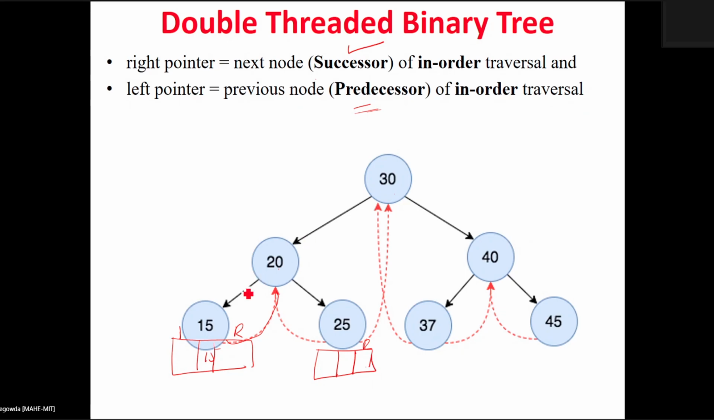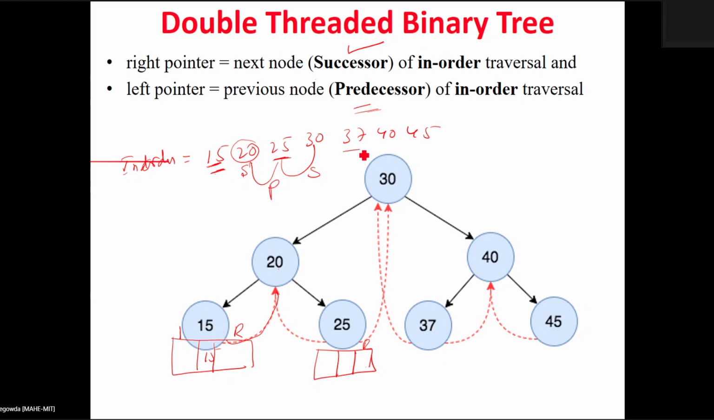In order to differentiate the in-order successor and predecessor, if you write the in-order sequence, it is easy to find who is the in-order successor and who is the predecessor of a given node. So 15, 20, 25, 30, 37, 40 and 45. This is the output. If you look at 15 here, the successor is nothing but 20. There is no predecessor for the 15. Similarly, if you look at 25 here, the in-order successor is 30, whereas the predecessor is nothing but 20.